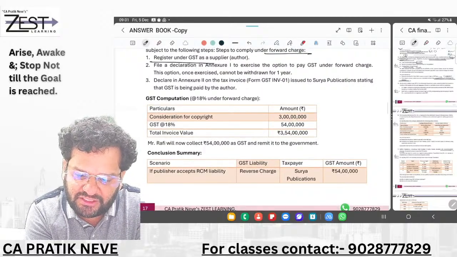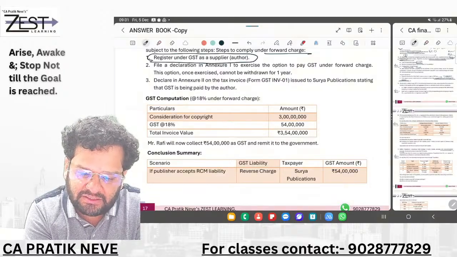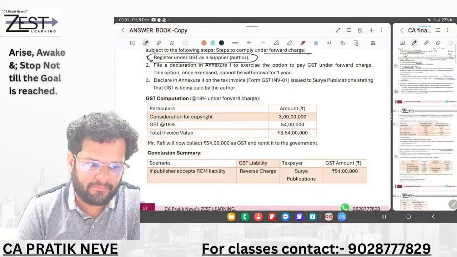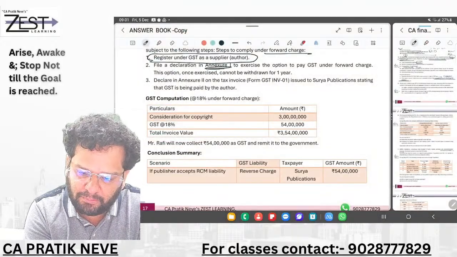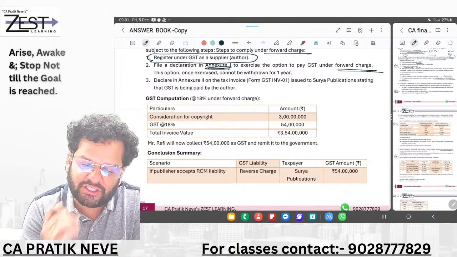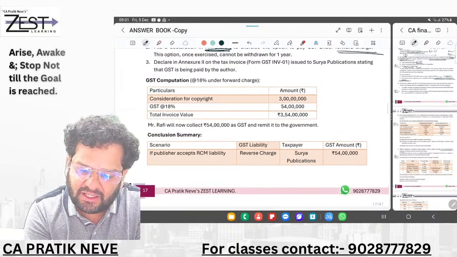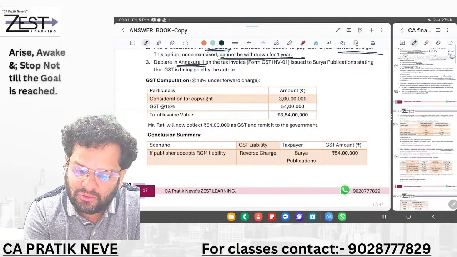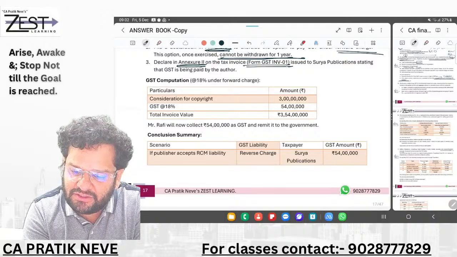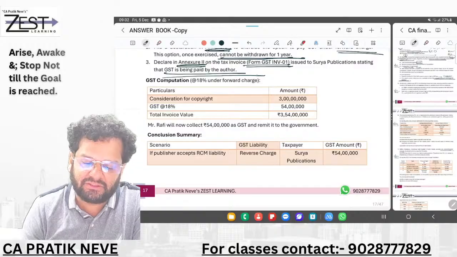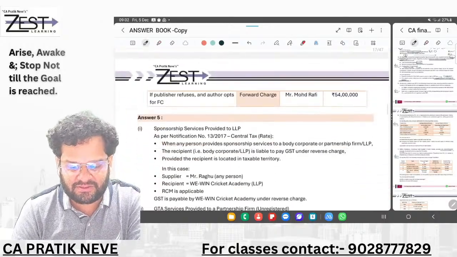But what are the steps or conditions to be followed? He should register under GST as a supplier. He should file a declaration in Annexure 1, a small procedural compliance, and exercise the option to pay GST under forward charge. This option, once exercised, cannot be withdrawn within 1 year. And declare in Annexure 2, in GST INV-01 issued to Soya Publication, stating GST is being paid by the author on an FCM basis.